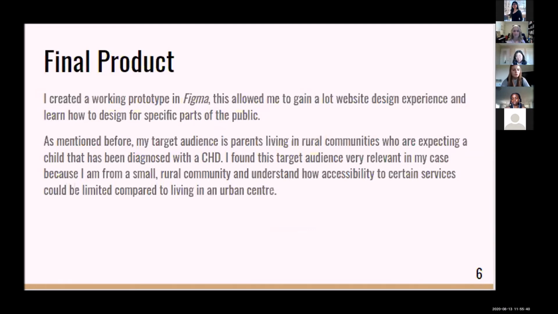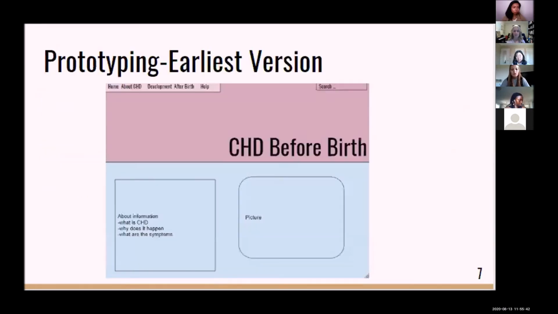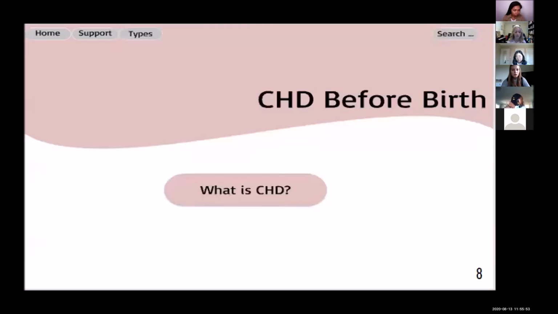So my earliest version of the prototype was just a simple layout in Google Draw. So I have the title. I would have put the information on the left side and then a picture on the right side. And here's my current prototype in Figma. This is just screenshots of it.